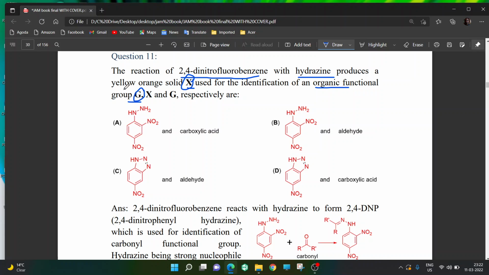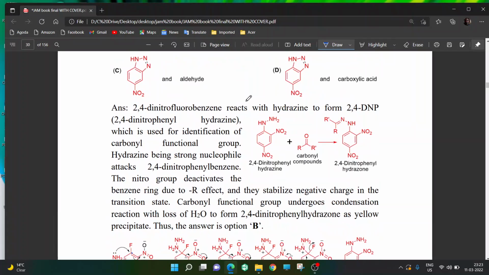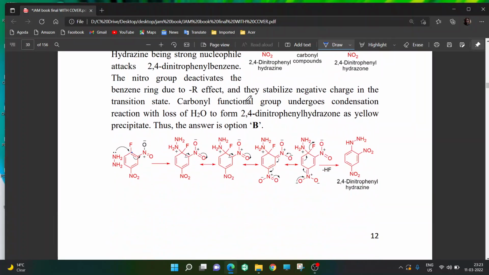So yellow orange solid, generally when we think about it, we talk about phenylhydrazine, which reacts with aldehyde or ketone carbonyl group to give you hydrazones, which are azo dye, which is again a yellow orange compound. Okay, it's a precipitate. So let us see the first reaction.